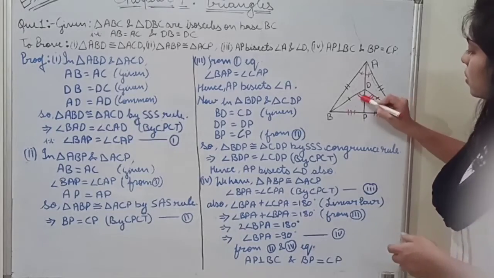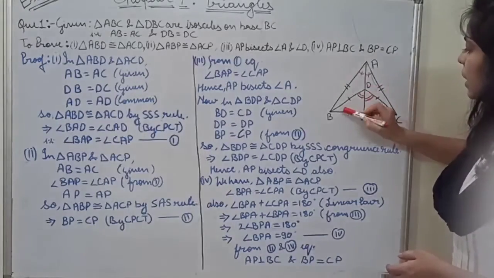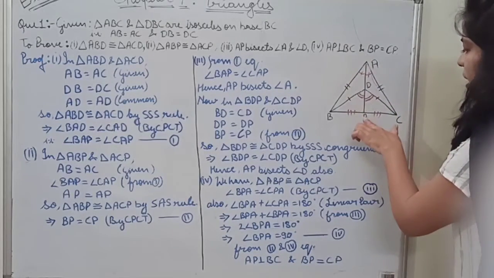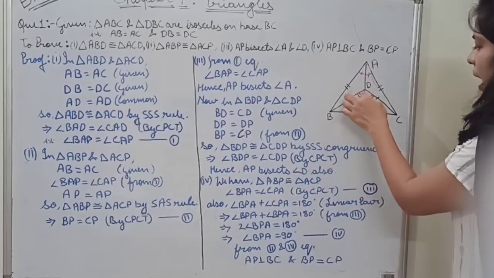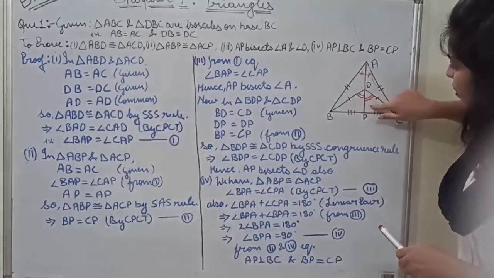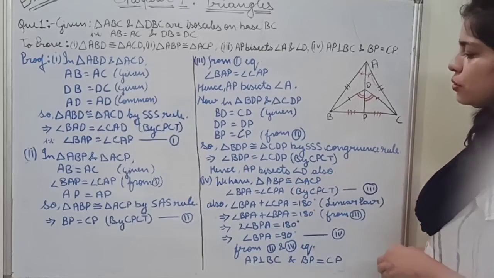Now see, DP is dividing angle D into two equal halves. It means AP is the bisector of angle D also. This AP is dividing angle D into two equal halves. This angle is equal to this angle, so AP is the bisector of angle D also.